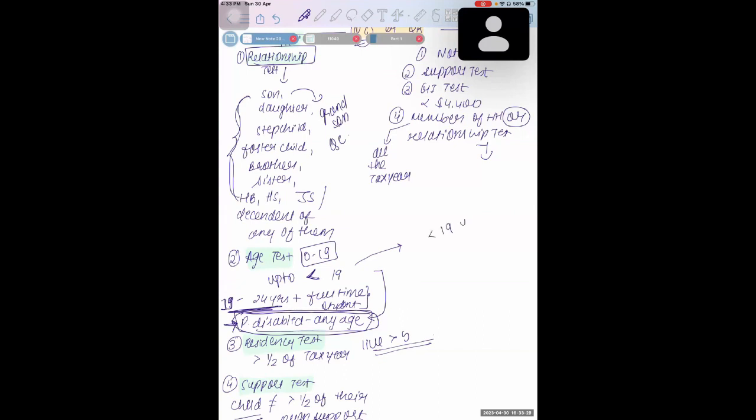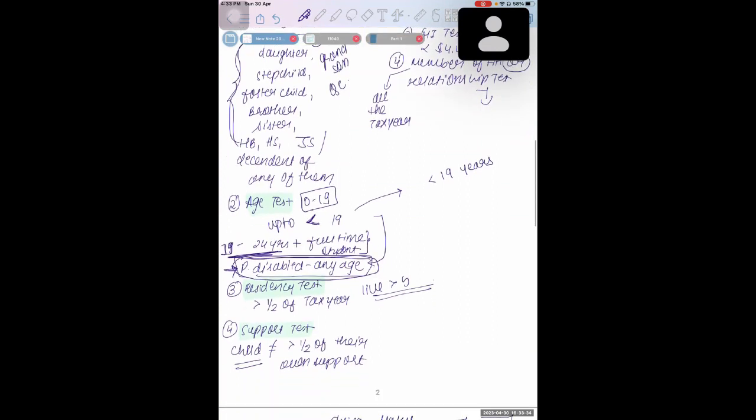Less than 19 years. And he is a criminal. So whether he's living with the taxpayer for 50% of the year or not, he is in juvenile custody. Yes, juvenile custody. So this condition will not be fulfilled, so he cannot be claimed as a dependent.